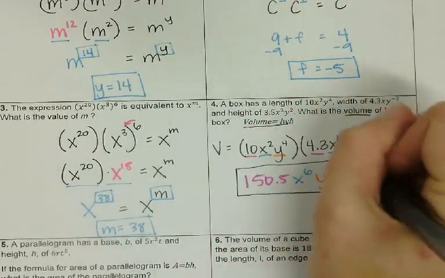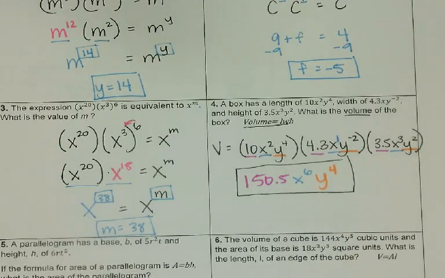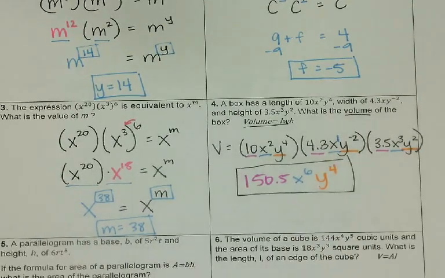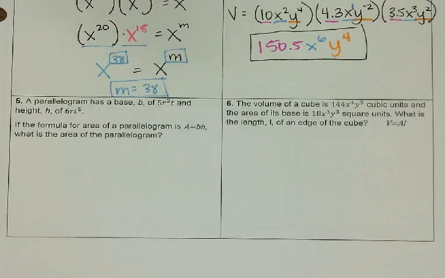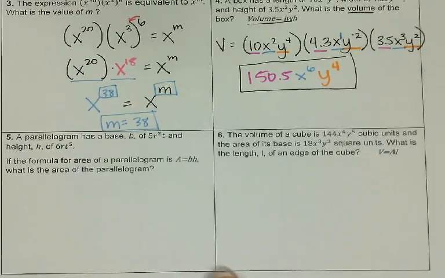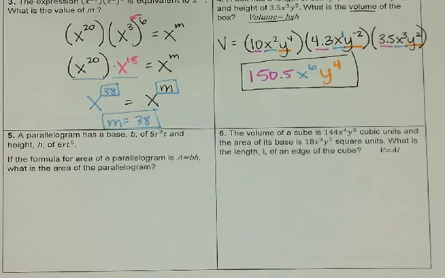Do y'all feel okay with this? This is just putting it into application. Because we're doing our product rule right here, we are going to add our exponents together. All right? You would do the exact same thing on number 5, but this time we're not finding the volume, we're only finding the area. So we're going to multiply the two together. You guys feel good about that?